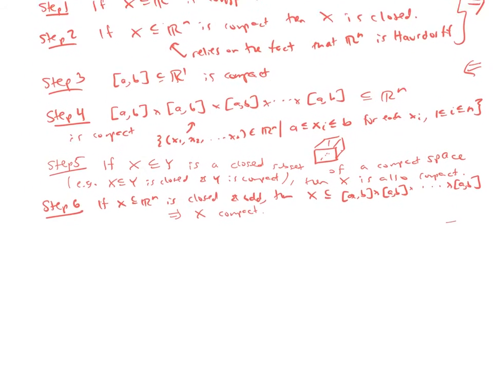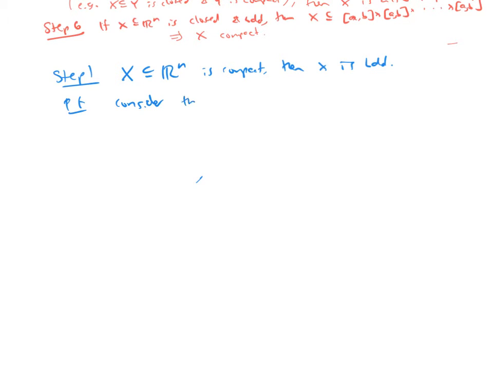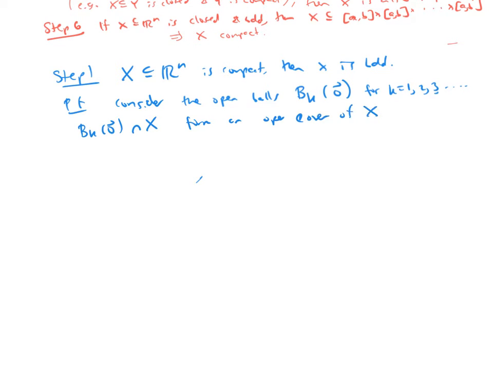So now let's prove some of these steps. Let's start with step one. Step one, remember, is to say that if X in Rn is compact, then X is bounded. So the proof is consider the open balls BK around the origin for K equals 1, 2, 3, and so on. These balls form an open cover of Rn, so the BKs intersected with X form an open cover of X in the subspace topology. Since X is compact, there's a finite subcover.